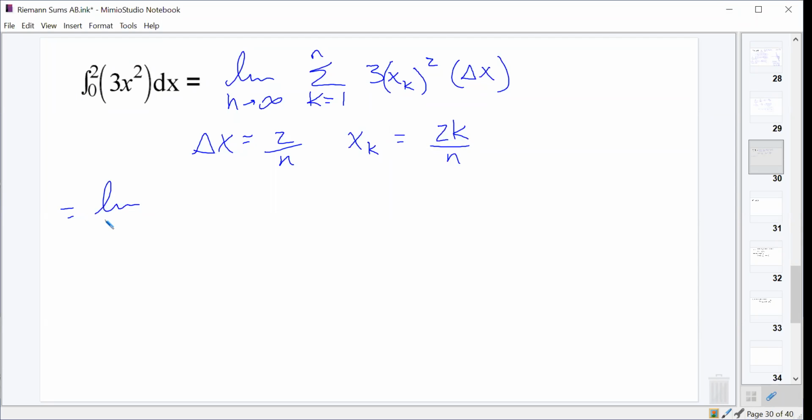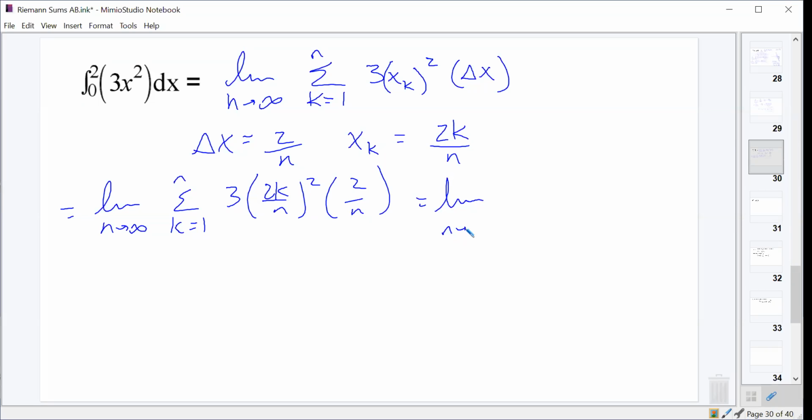So this will then become the limit as n approaches infinity of a sum from k equals 1 to n of 3 times (2k over n) squared times 2 over n, which will give us a limit as n approaches infinity of a sum from k equals 1 to n of 3 times 4 times 2, which is 24, so 24k squared over n cubed. Good or no?